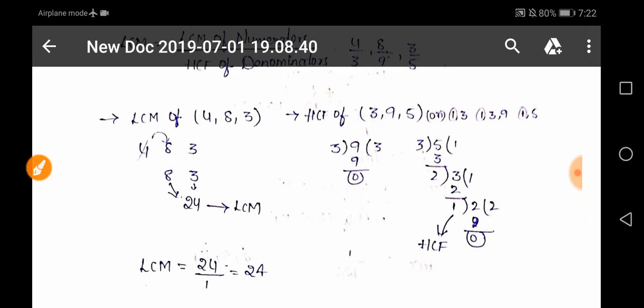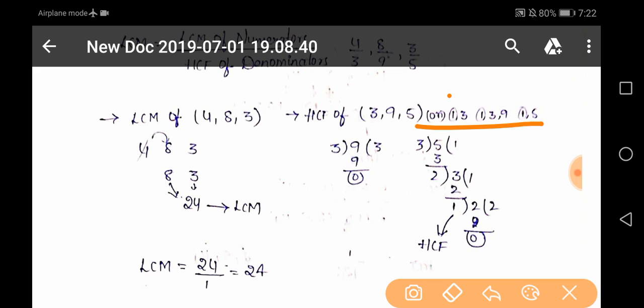And here you can have another method. In the 3 table, 3 ones are 3, 3 nines are 27; and in the 5 table, 1 and 5.